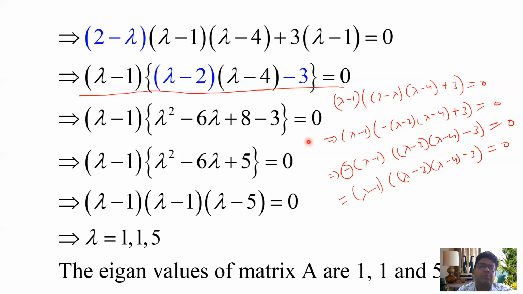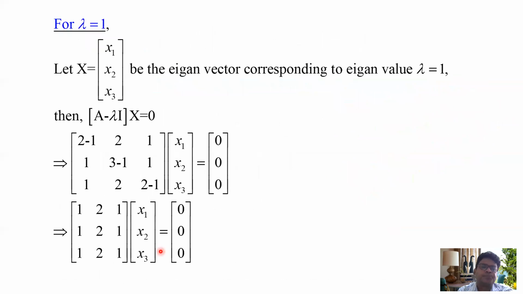There are two eigenvalues, sorry, 1, 1 and 5, basically 1. Let lambda equals 1. For lambda equals 1, let x = (x1, x2, x3) be the eigenvector corresponding to the eigenvalue lambda equals 1. That is, (A minus lambda I) x equals the null vector.